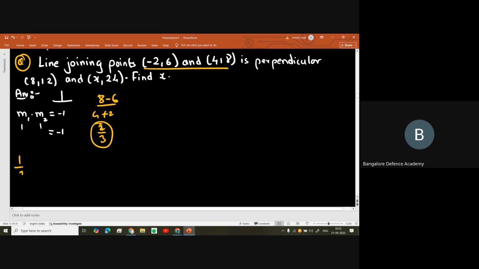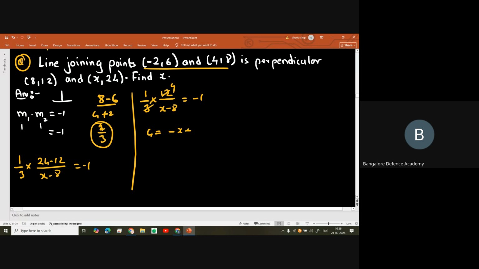Okay, so now you will do 1 by 3 into. Now the second, you have 24 minus 12 and x minus 8. This will be equal to minus 1. So 1 by 3 into 12 by x minus 8 is equal to minus 1. So this becomes 4 is equal to minus x plus 8. So when minus 8 goes here, minus 4 is equal to minus x, so x is equal to 4. I'm getting x is equal to 4.